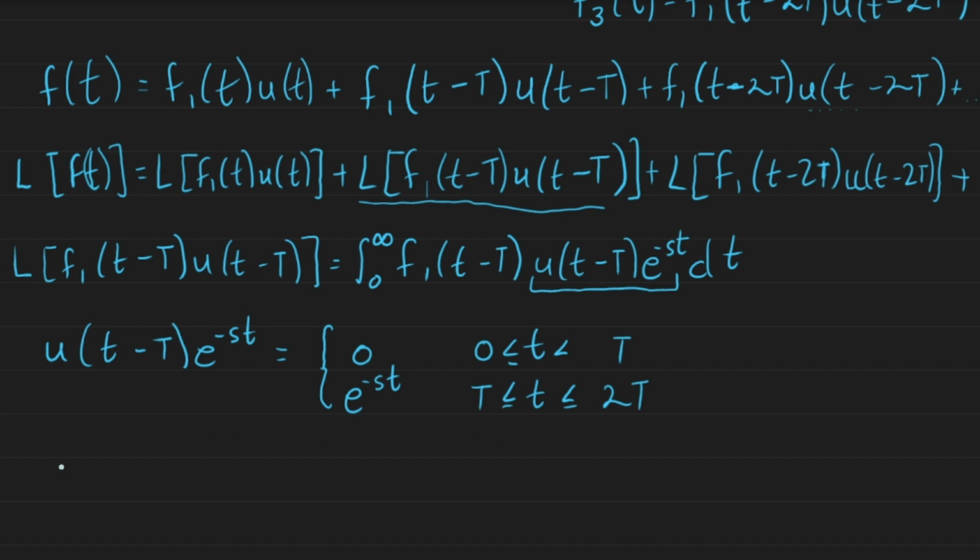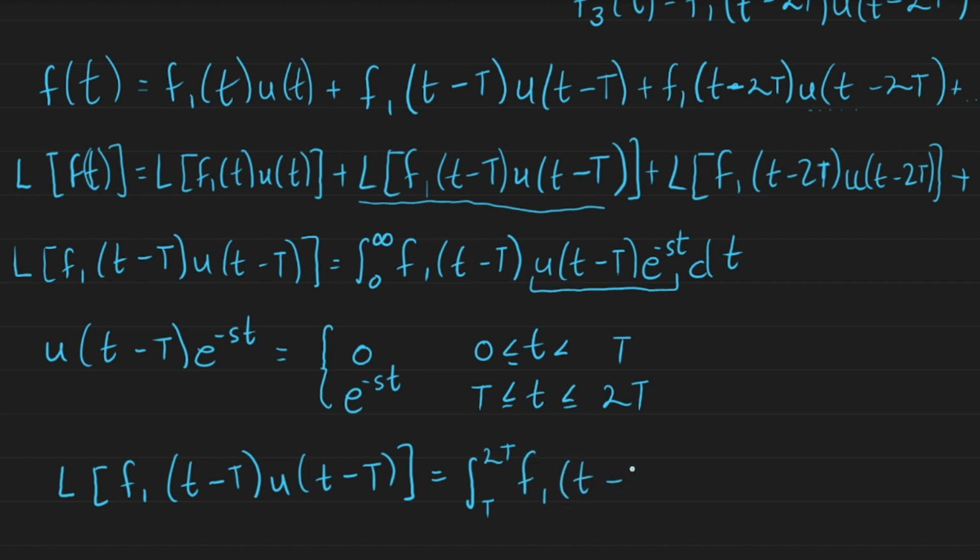So we're going to say now that this Laplace transform of this function f1(t - T) u(t - T) is equal to this integral between T and 2T, and we're going to have f1(t - T), we just write it as it is, and now this combined term of u(t - T) times e to the minus st, we're saying that this takes on the value of e to the minus st in this particular range. So that's what we're going to write, dt.